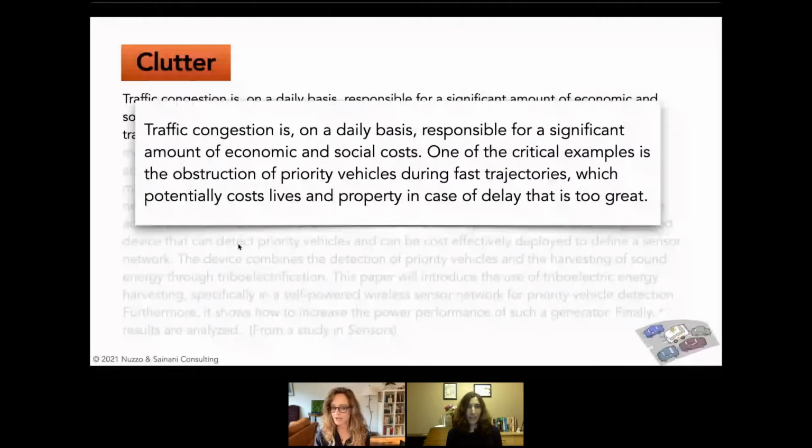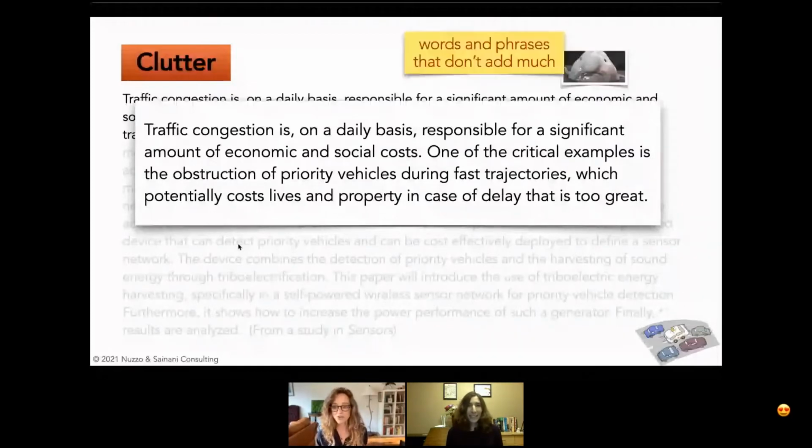Traffic congestion is, on a daily basis, responsible for a significant amount of economic and social cost. One of the critical examples is the obstruction of priority vehicles during fast trajectories, which potentially cost lives and property in case of delay that is too great. So first thing I did, same as you, go through, find those blobfish, the words and phrases that don't add much. You probably found a lot going through. I think you can hear that there's a lot of words, especially when you read that out loud. A lot of words in there floating around that maybe we don't need.